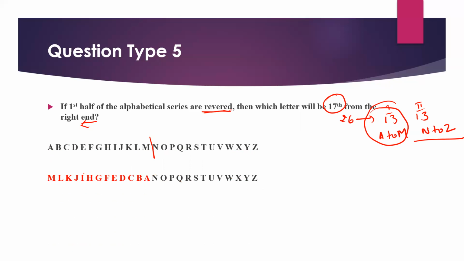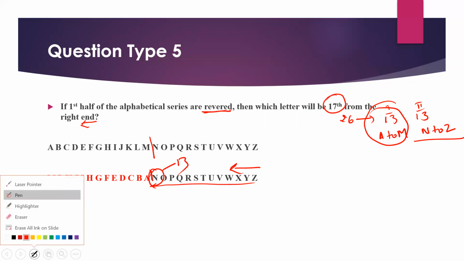So after reversing the first half, we have to find which letter will be 17th from the right end. So the right end is in this direction from Z. We have to find the 17th letter. We already know that till here it is the second half. So what is the place value? If we count from Z till N, we will get 13, right? So after N, what will we count? 14, 15, 16 and 17. So which letter is the 17th one?